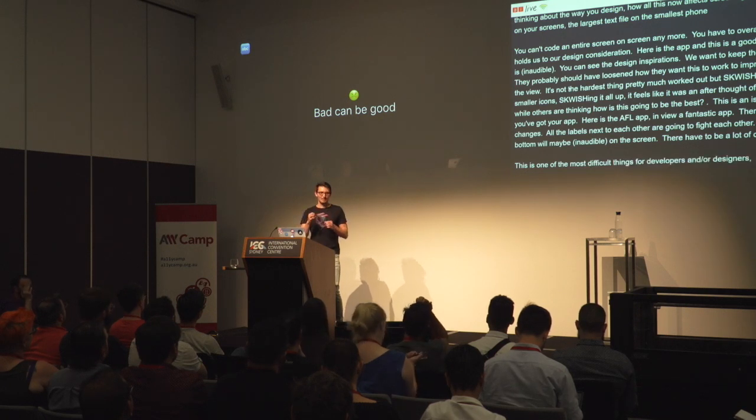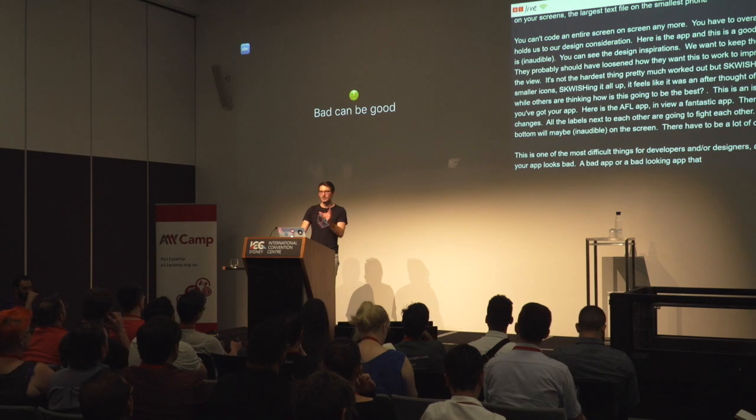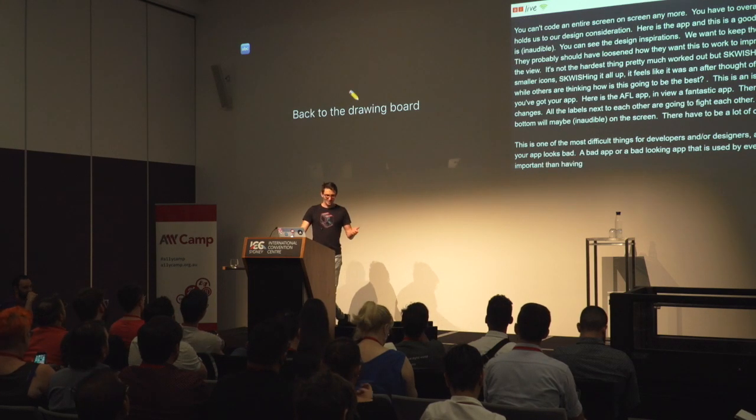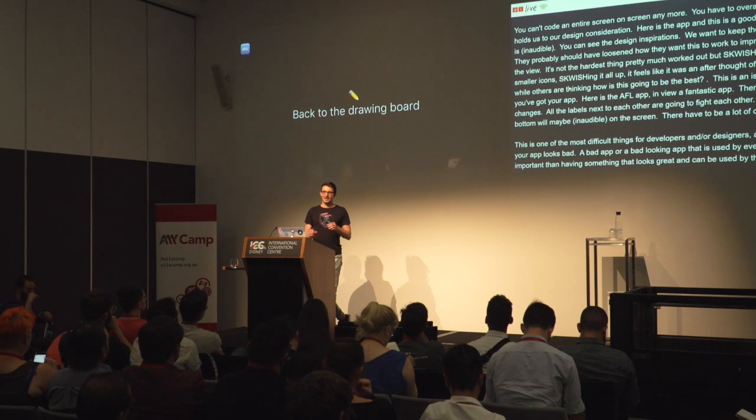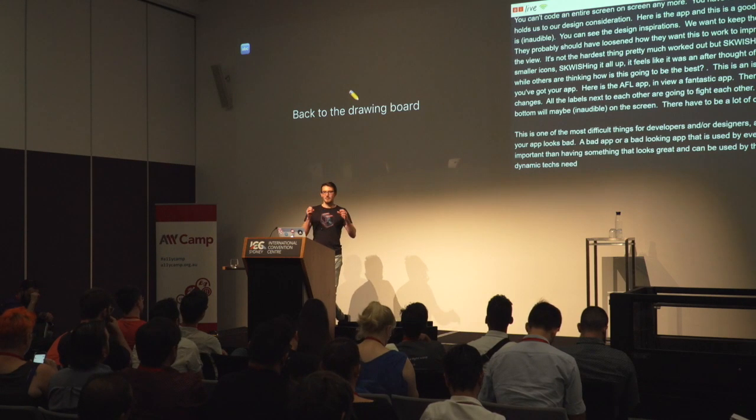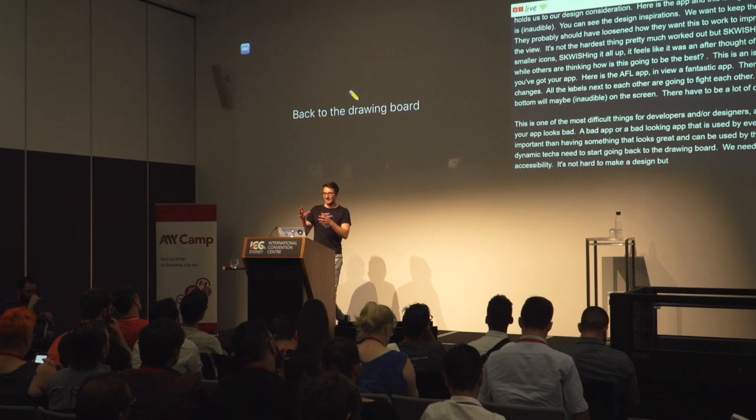A bad app, or a bad-looking app that can be used by everyone is much more important than having something that looks great but can only be used by the majority. And so, in my opinion, with dynamic text, you really need to start going back to the drawing board. We need to start thinking about accessibility from the very beginning. It's not hard to make a design that is accessible, but it is very hard to change a design to be accessible.